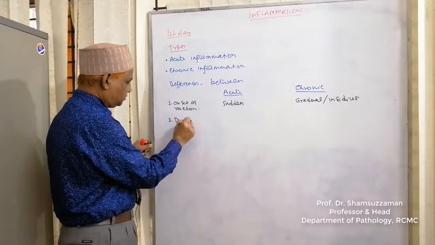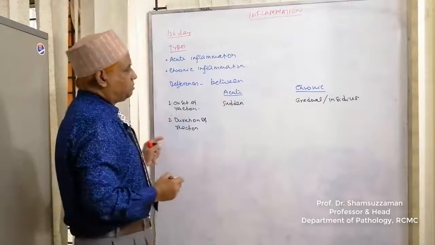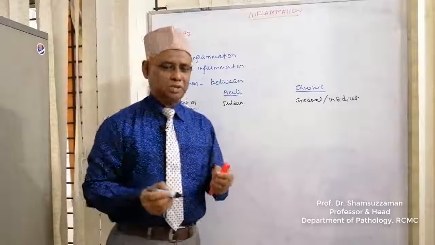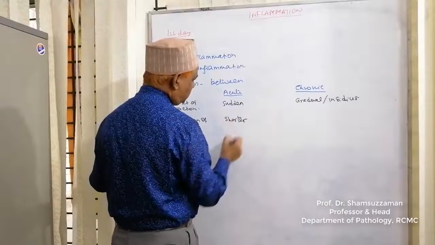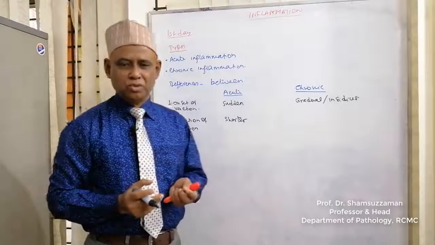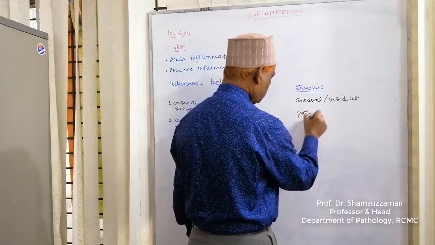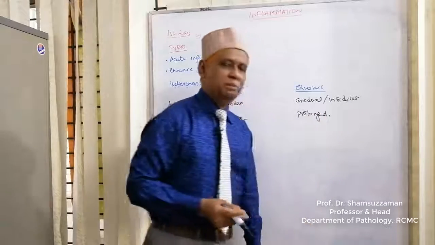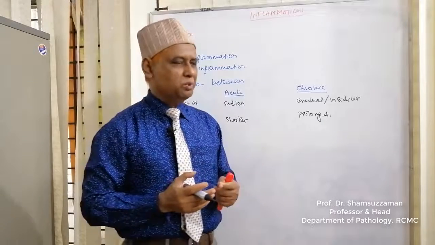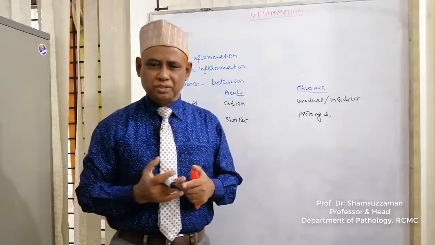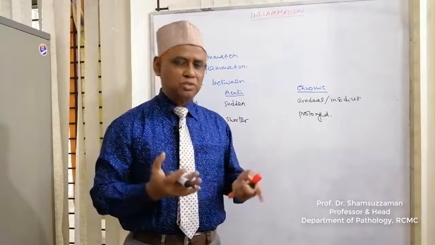Number two, duration of reaction. In case of acute inflammation, the duration is shorter than chronic, like a few minutes to a few hours. But chronic inflammation has prolonged duration. How much prolonged? It may be a few days to a few weeks, to a few months, to a few years also. As for example, tuberculosis. It is a chronic granulomatous inflammation. The duration is a few months or a few years.